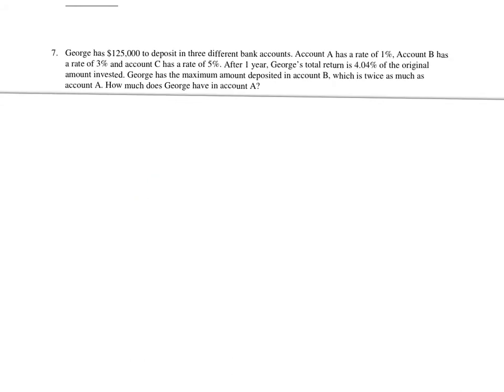All right, next up here, we got George. He's got $125,000 to deposit into 3 bank accounts, so I do have the total there, so I'm going to go ahead and add those up and set it equal to $125,000. And then we got some different rates here.